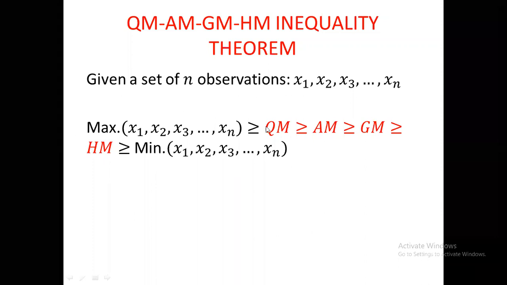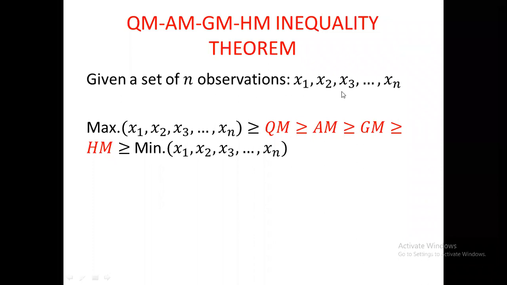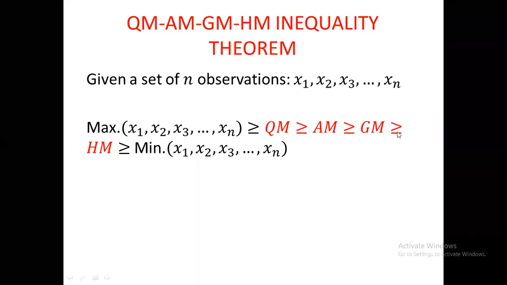But the theorem is actually what is in red, that for a given observation, we saw in the last class, when we're given a set of numbers and we computed the various means, we saw that the quadratic mean was greater than the arithmetic mean, which was greater than the geometric mean, which was greater than the harmonic mean. Now, this is always true when you're given n observations and these observations are positive real numbers. The quadratic mean of any given set of positive real numbers is always greater than or equal to the arithmetic mean, which is always greater than or equal to the geometric mean, which is always greater than or equal to the harmonic mean. So this is actually the QM, AM, GM, HM inequality.